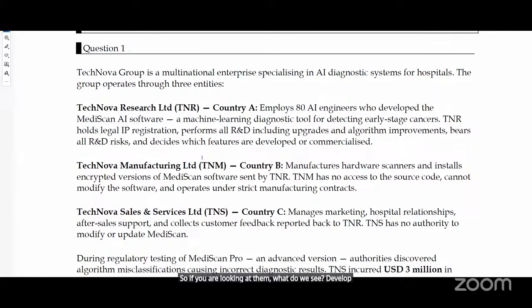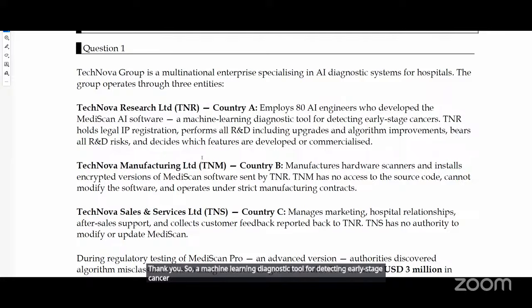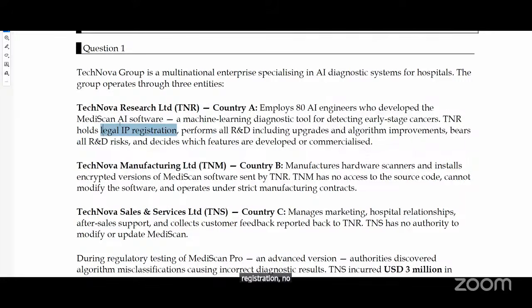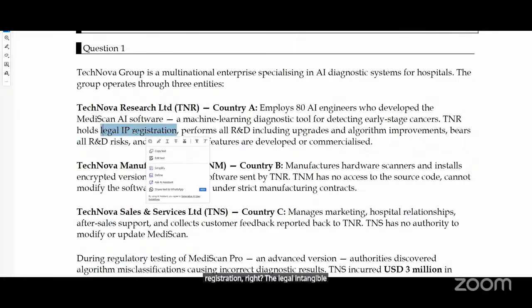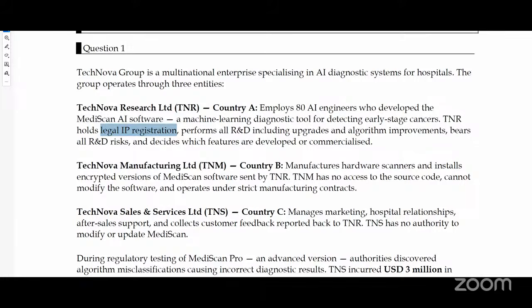That's development. And then what intangible asset are we seeing there? Software, AI software. A machine learning diagnostic tool for detecting early stage cancer. Now, TNR holds the legal intangible property registration. That means it's protecting the intangible. True or false? True. Registering with the courts. Are you getting it?